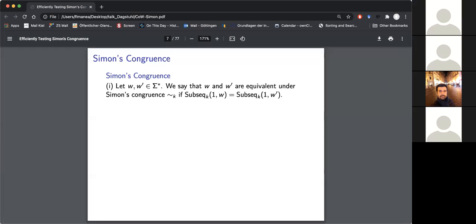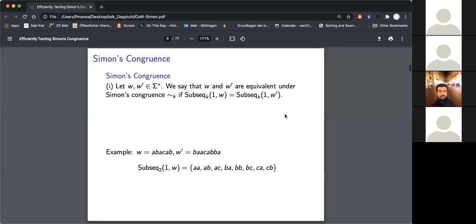We just look at the sets. It doesn't matter if a letter occurs multiple times or if a subsequence occurs multiple times in W and just once in W prime. It's important that these sets are equal. So let's again look at two examples, actually several examples.